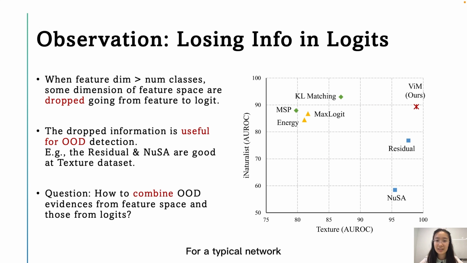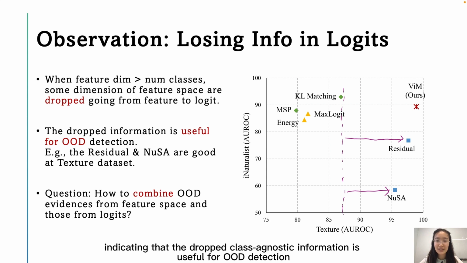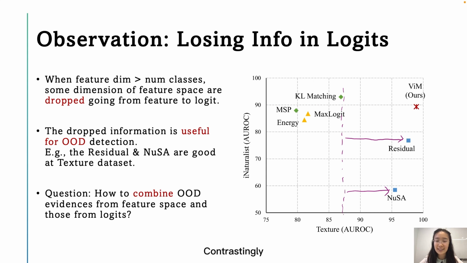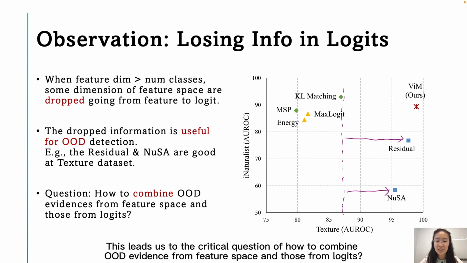For a typical network, some dimensions are dropped going from feature to logit. In this figure, we find that feature-based methods such as Residual and NuSA are better at the Texture dataset, indicating that the dropped class-agnostic information is used for OOD detection. Contrastingly, logit and probability-based methods are better at iNaturalist, showing that the class-dependent information is also helpful for OOD detection. This leads us to the critical question of how to combine OOD evidence from feature space and those from logits.